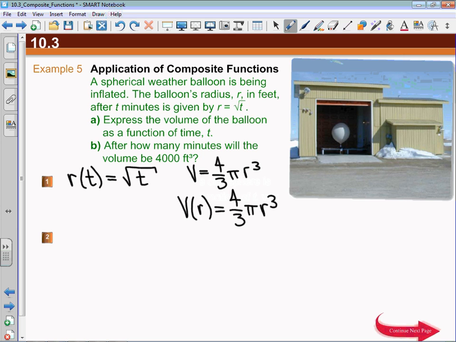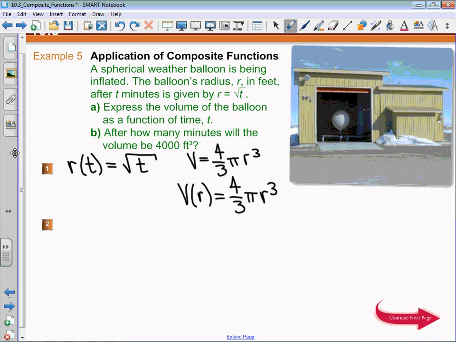Now, neither of these give us the volume of the balloon as a function of time, but recognizing that the variable r is changing based on time means that if I want to know the volume of the balloon as a function of t, so if I want to know v of t, what I'm going to do is take function v and put that r of t function in. And that's why this is in 10.3, that v of r of t is a function composition question.